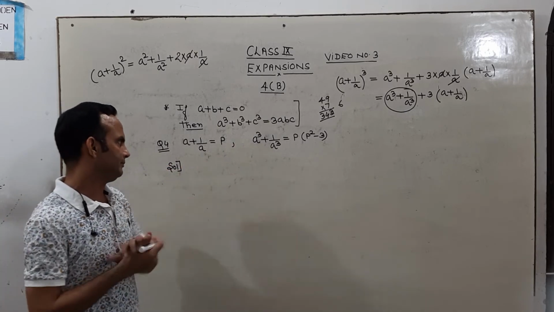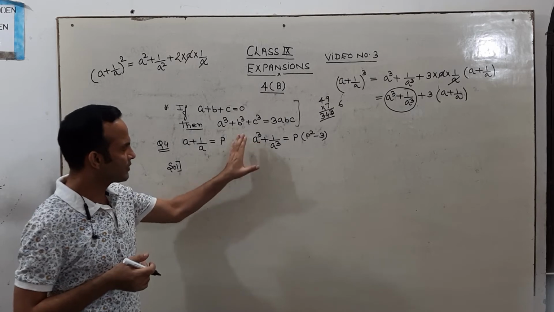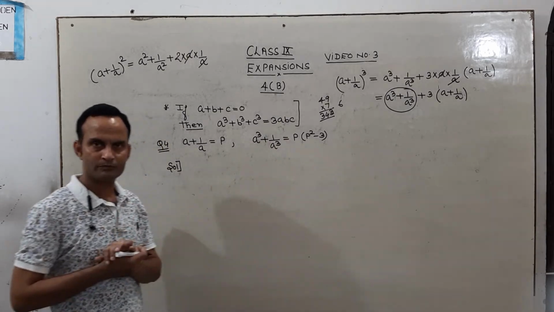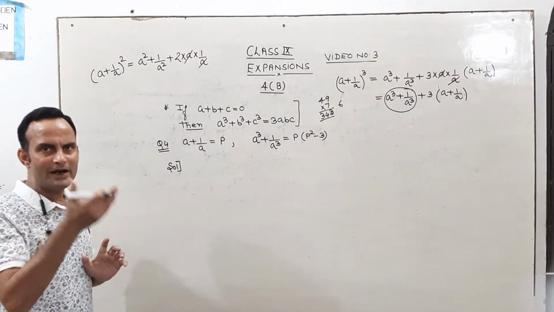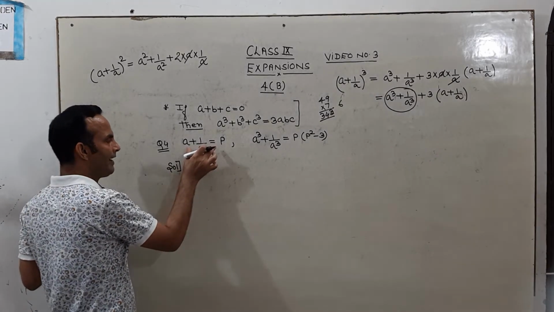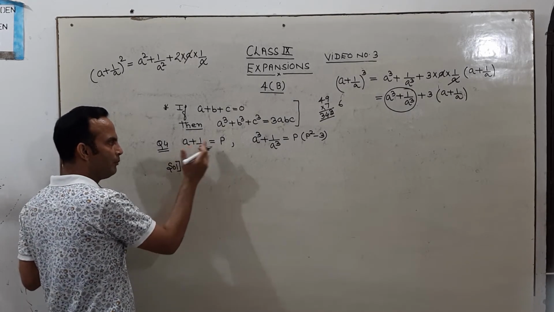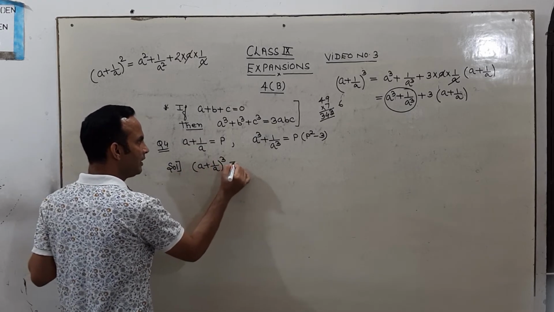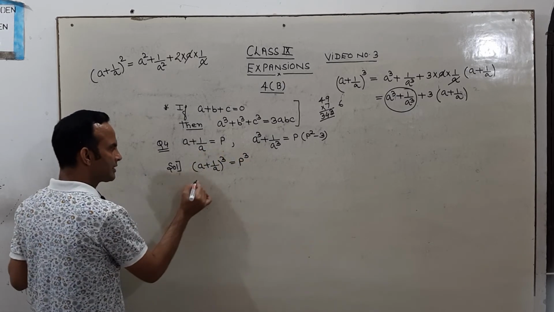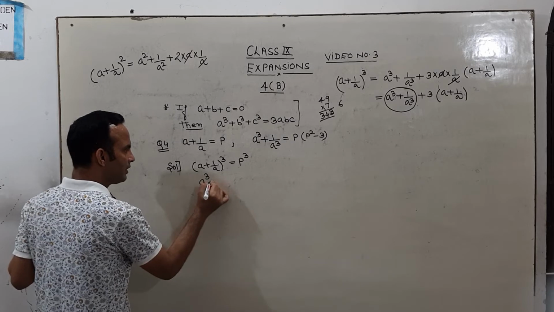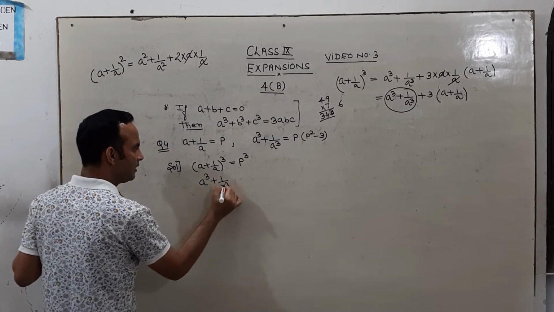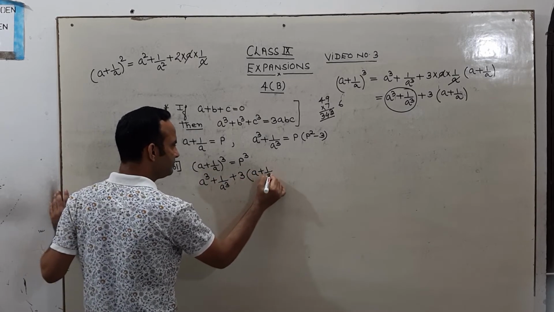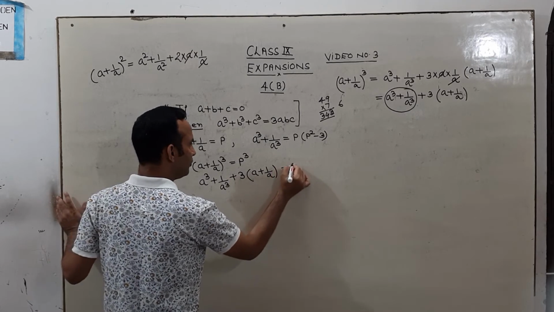To solve this problem, first see what we have to show. We have to show a cube plus 1 upon a cube is such and such. The cube has entered the problem, so what did I do? Find out the cube of both sides. A plus 1 upon a whole cube is equal to p cube. This is a cube plus b cube plus 3ab into a plus b is equal to p cube.